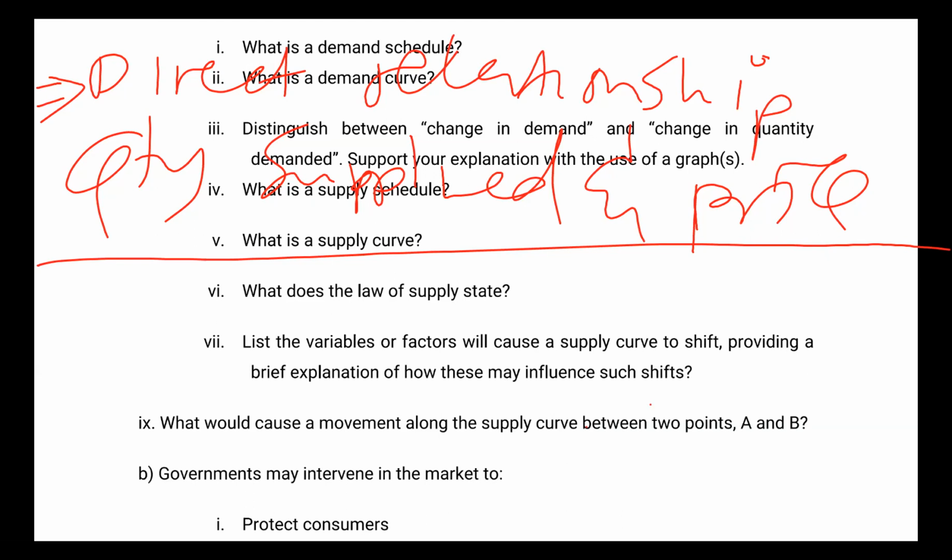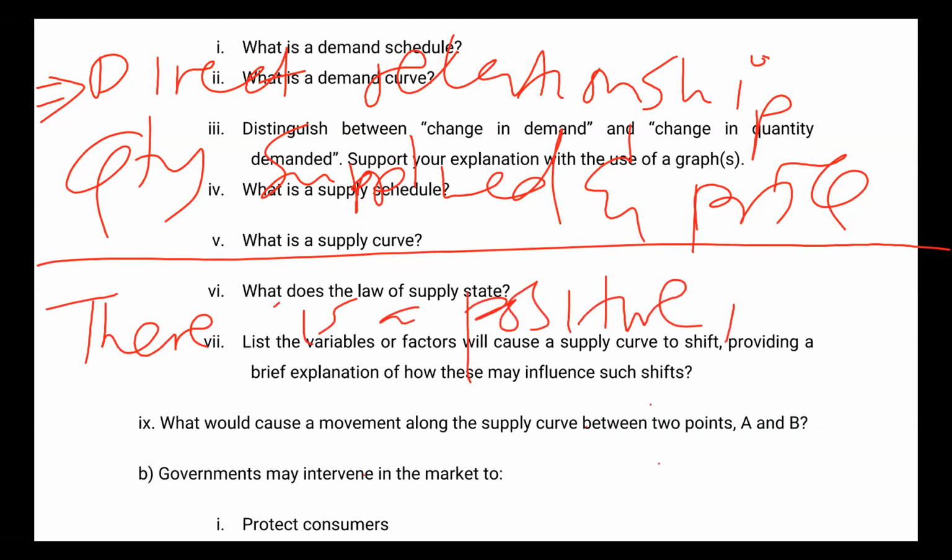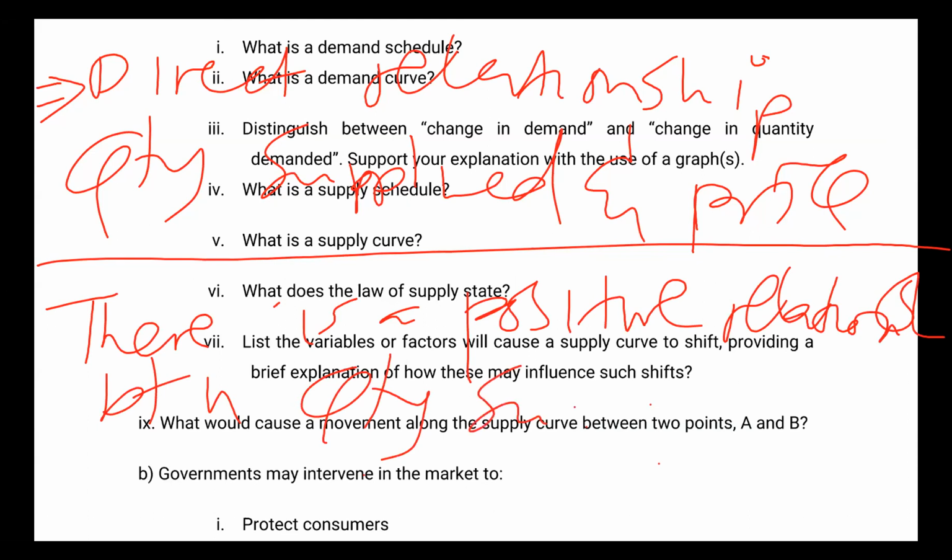The idea is that we should not memorize. We have to understand. We don't want people to memorize. We want people to understand that there are many ways of putting it and just expressing the same thing. You can still say that there is a positive relationship between quantity supplied and price. Clear? It's the same thing.